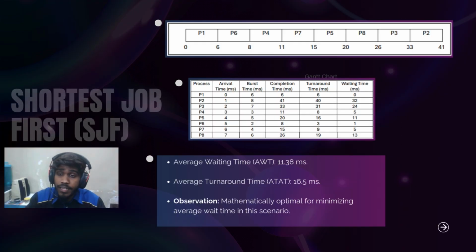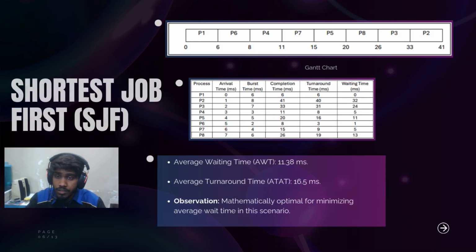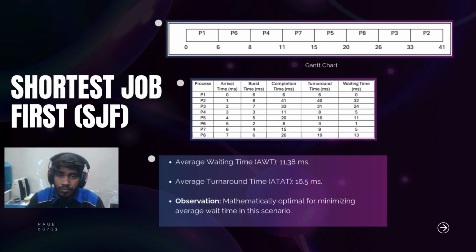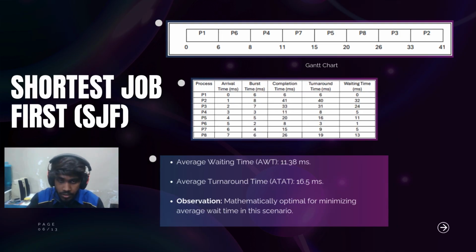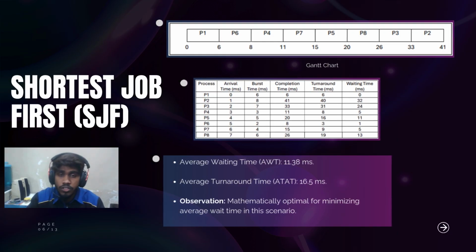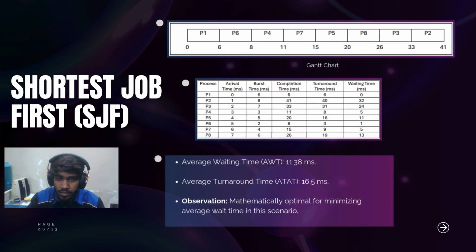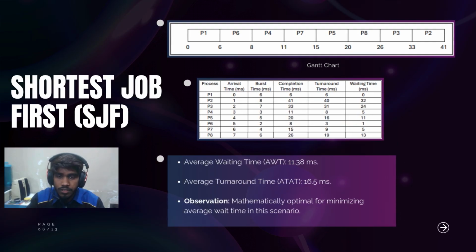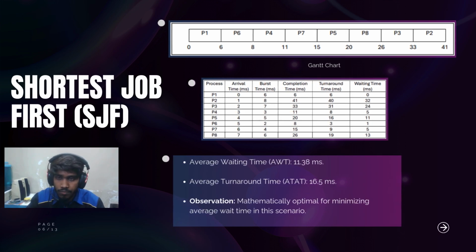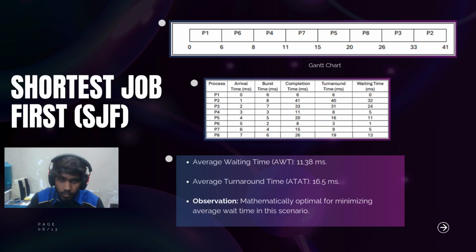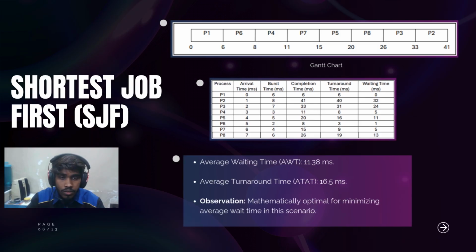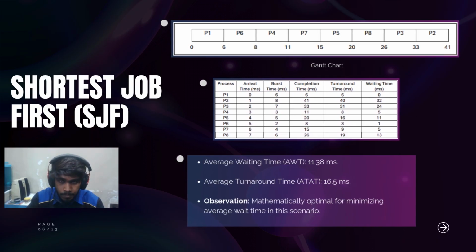So then the next algorithm, which is shortest job first. As I've given above, there is a Gantt chart and a tabulated result, and finally the observation that I've provided. So let's go back to the Gantt chart and the tabulated result. The tabulated results are similar to the one up in first come first serve, where there is process, arrival time, burst time, completion time, turnaround time, and finally waiting time.